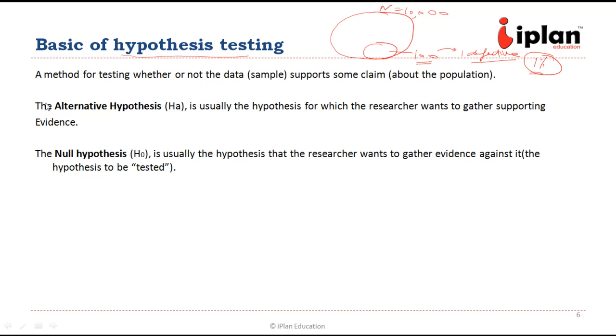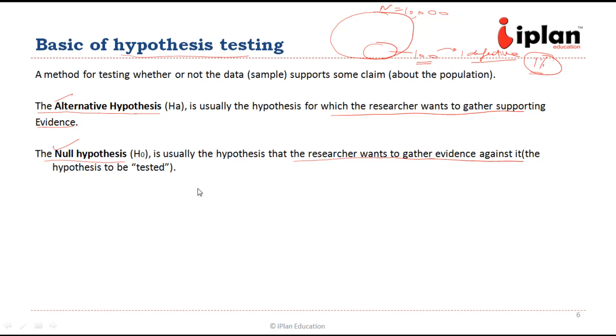The way we start hypothesis testing is with forming a hypothesis. One is the alternative, one is the null hypothesis. Let us explore what they are. So the alternative hypothesis is the one for which the researcher wants to gather supporting evidence. And the null hypothesis is the one which the researcher wants to reject, or he wants to gather evidence against it.